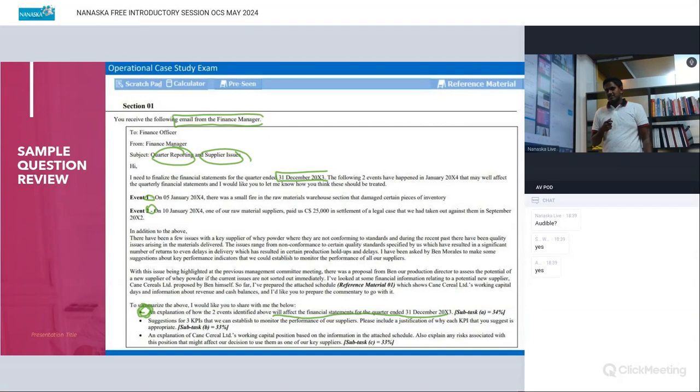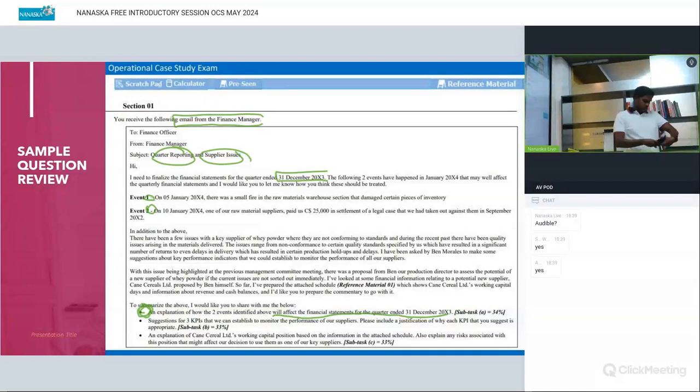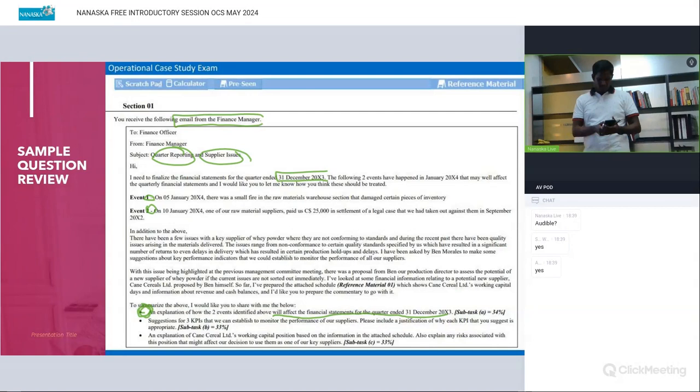Of course, you have to have it now. Right? Anyone with the answer? What is the relevant accounting standard here? What are we talking about? Anyone?